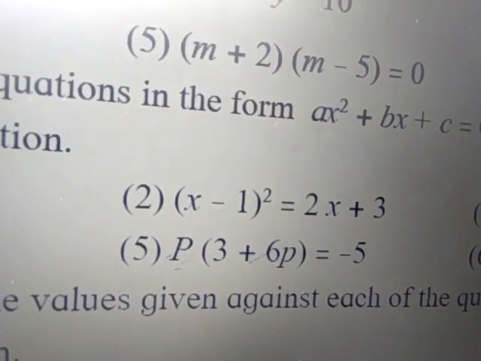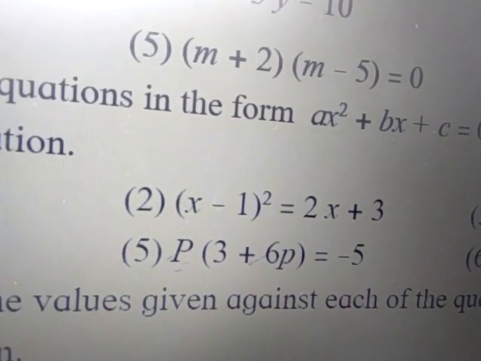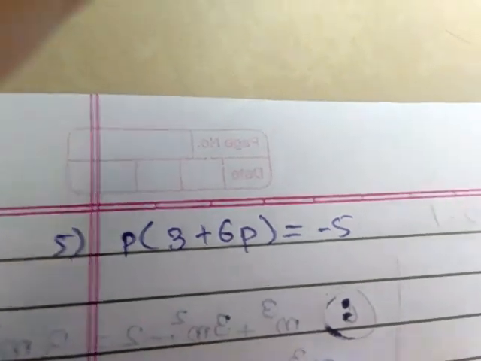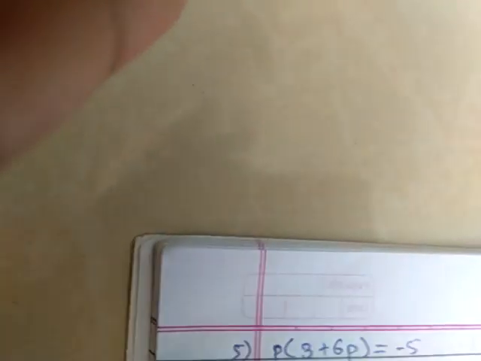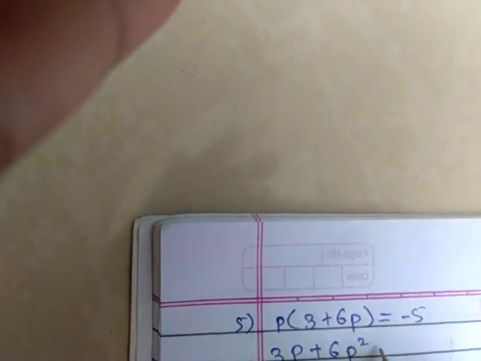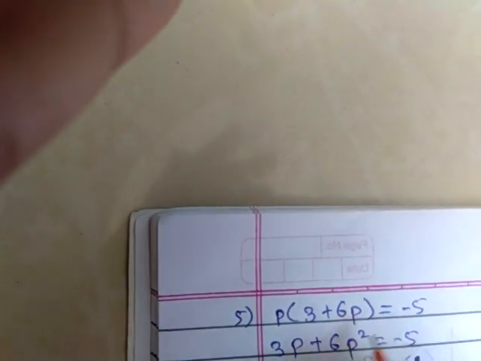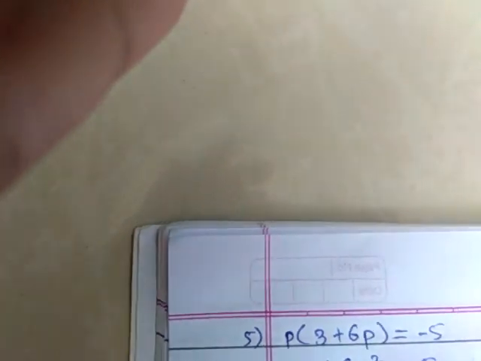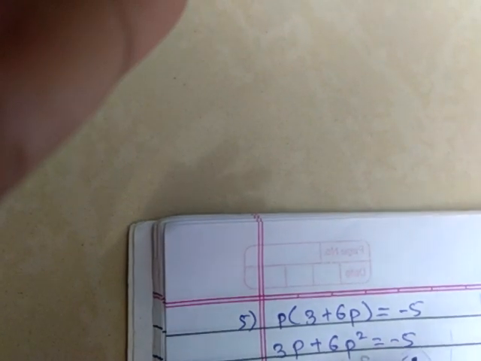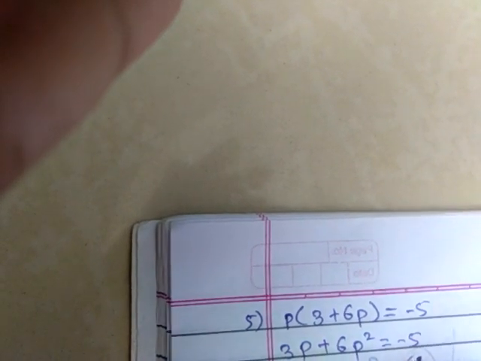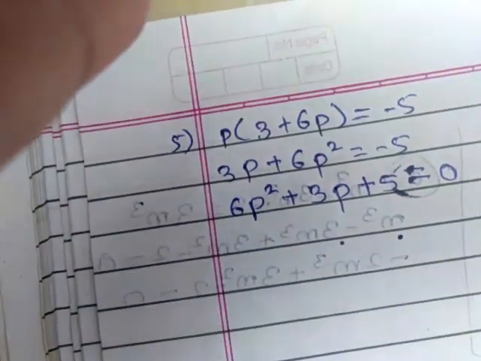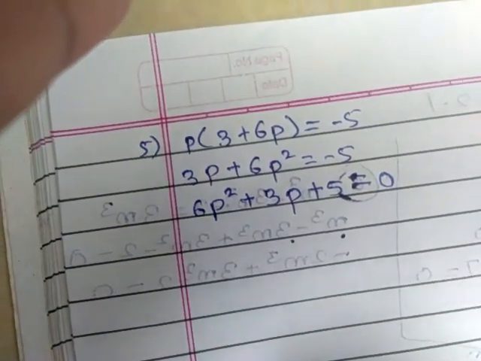Question 5. p bracket 3 plus 6p is equals to minus 5. First we have to multiply p with the bracket. We will get p into 3, 3p plus 6p square is equals to minus 5. Take this minus 5 on the other side and write in the standard form. 6p square plus 3p plus 5 is equals to 0.